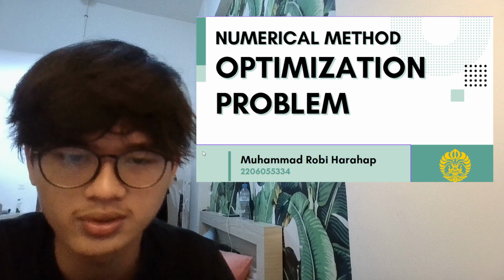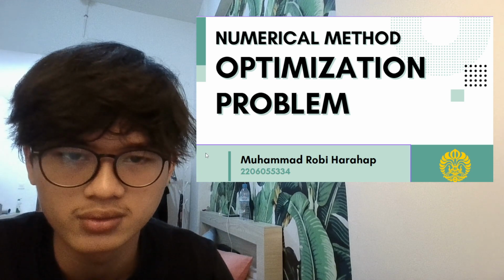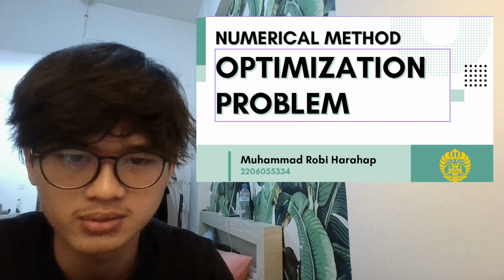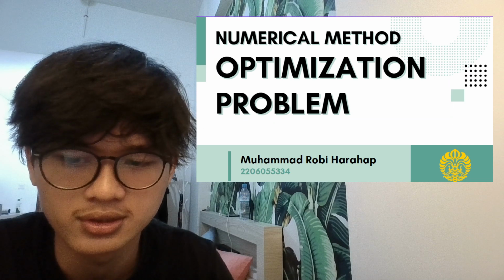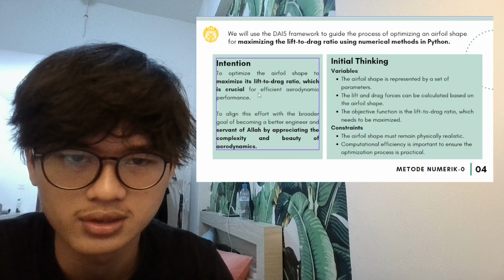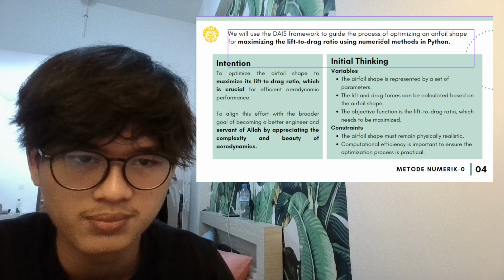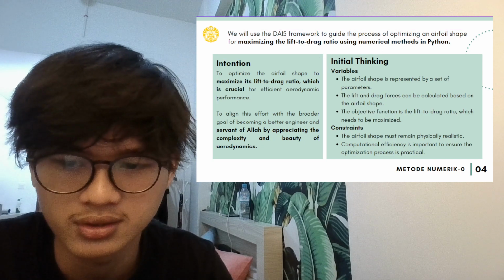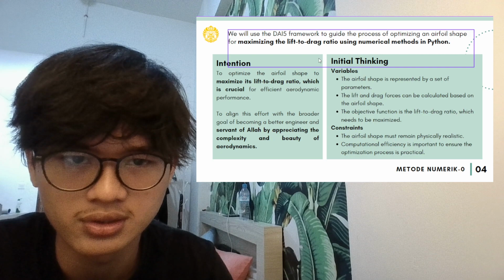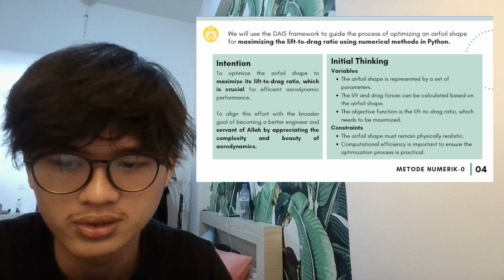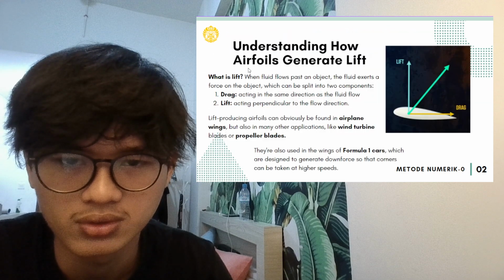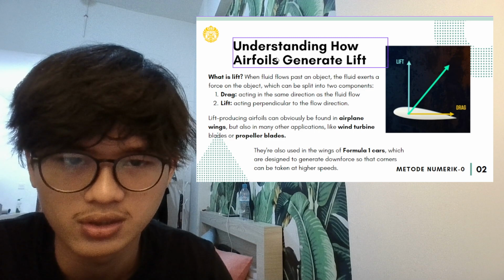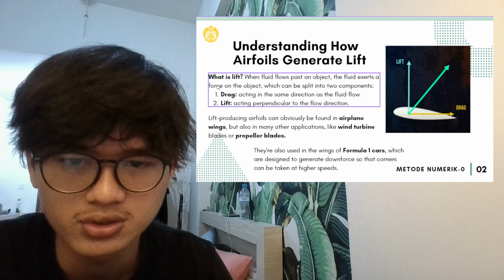My name is Robi Harahap, and in this video I'm going to be explaining about an optimization problem in numerical methods. The problem here is a process of optimizing an airfoil shape for maximizing the lift to drag ratio using numerical methods in Python. Before we discuss this, we need to know first about airfoils and how airfoils generate lift. So what is lift?